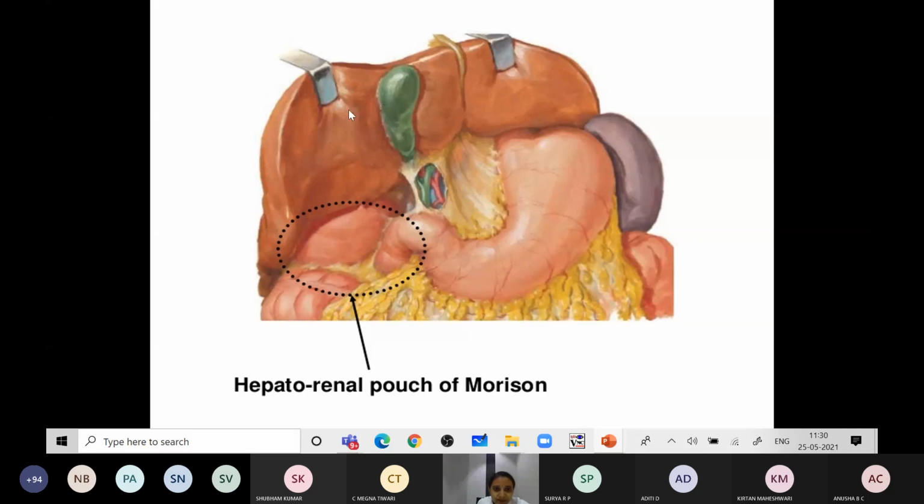Anteriorly, as it is reflected, you can see the posterior surface of the right lobe of the liver and the gallbladder. That forms the anterior boundary. So when it is in position, there is a small space. As they have reflected, we can see this hepatorenal pouch of Morrison. From the greater curvature and the proximal part of the first part of duodenum, it is reflected downwards as greater omentum.